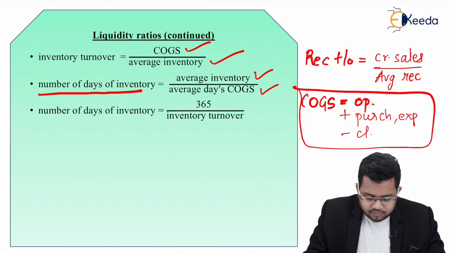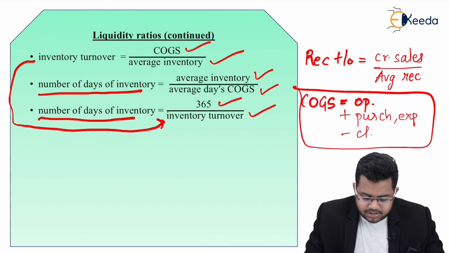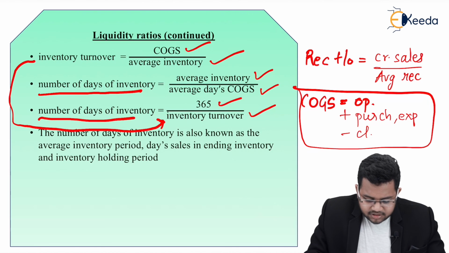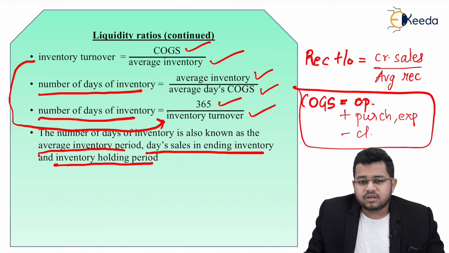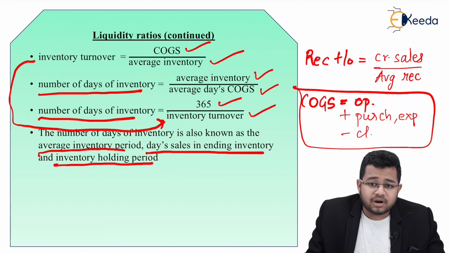Another formula for number of days of inventory can be 365 divided by inventory turnover ratio from the first formula. These are similar ratios just like you studied for receivables and payables. The number of days of inventory is also known as average inventory period, days sales in ending inventory, and inventory holding period. Now again, while solving questions, be careful. Number of days of inventory has three other names. It is average inventory period, days sales in ending inventory, and inventory holding period. Formula is the same, but there are four names now.